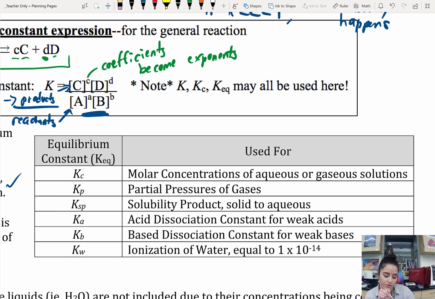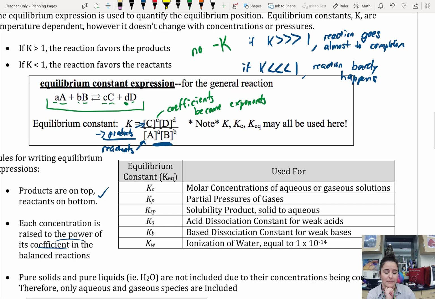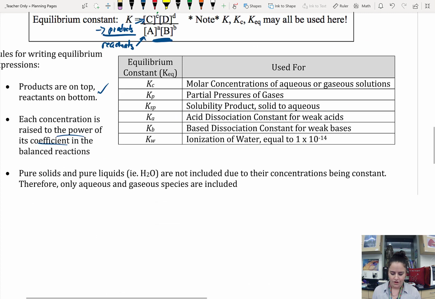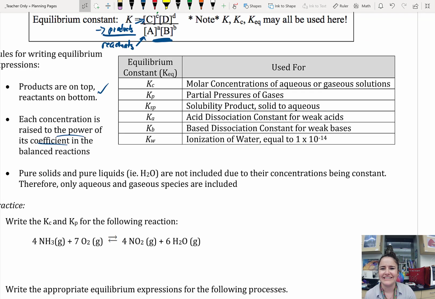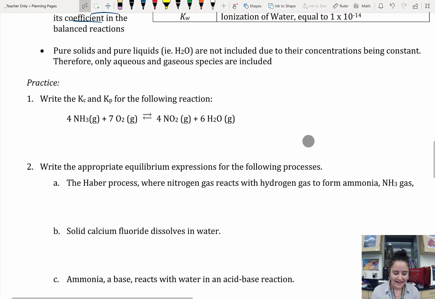What I don't want you guys to get confused about is this is capital K for equilibrium constant, not the lowercase k, which we used in kinetics. Okay, this is always going to be a capital K. So really, I think we just need to see it. Let's go ahead and write the Kc and the Kp for the following reaction.